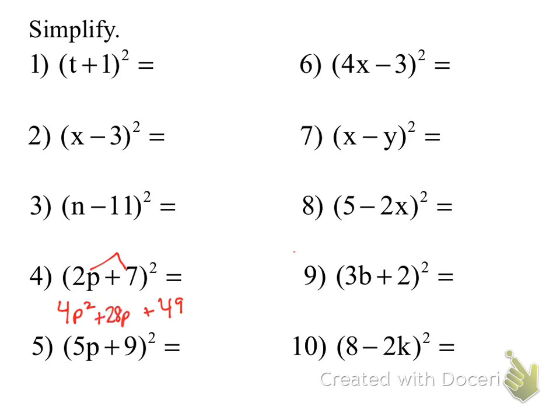Square the first one. Next one. Square the first one. 25p squared. Square the last one. 81. Multiply them together. 45, times 2. Plus 90p. Look what I did. I forgot my sign for 81. If you forget that sign, I will mark you off. Okay, finish the rest. Pause the recording.